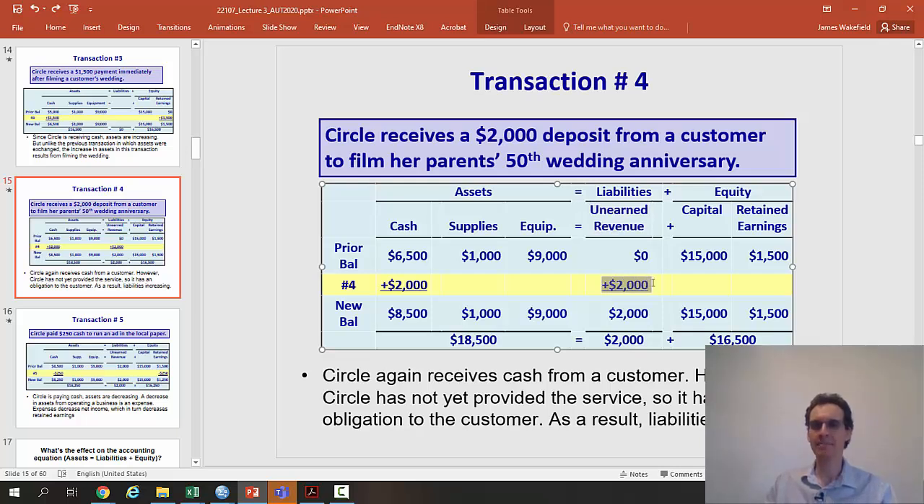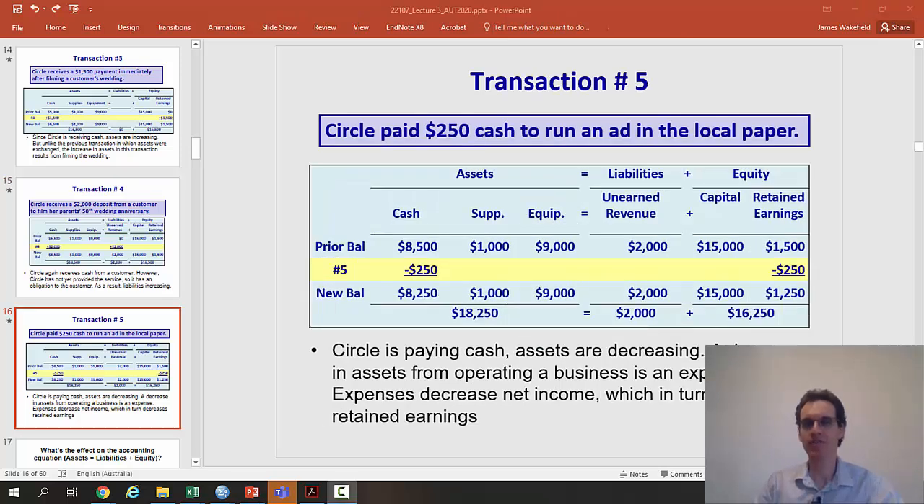And so accordingly, if we accept money from a customer, but we are yet to deliver the service to them, then we need to increase the liabilities accordingly. So both sides of the equation, the cash and the unearned revenue side, assets and liabilities respectively, are increased by 2,000. So therefore both sides add up to 18,500. Let's have a look now at transaction number 5. And transaction 5 says Circle paid $250 cash to run an ad in the local paper.